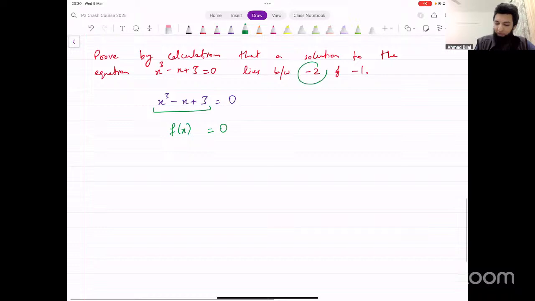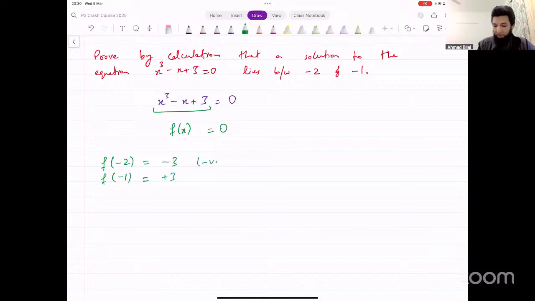The 2 values that you have given there, -2 and -1, you input those values one by one in this function. So you input f of -2, input x equal to -2. This would give you a value which is -3. And then you input f of -1, input x equal to -1, and that would give you a value which is +3. One value is negative, the other value is positive.